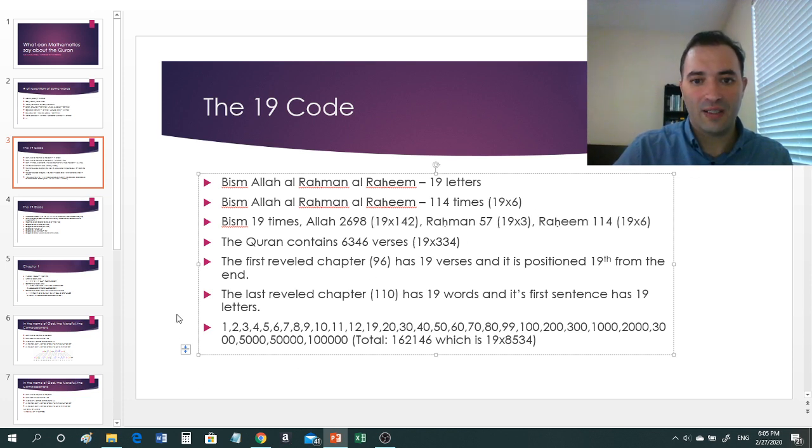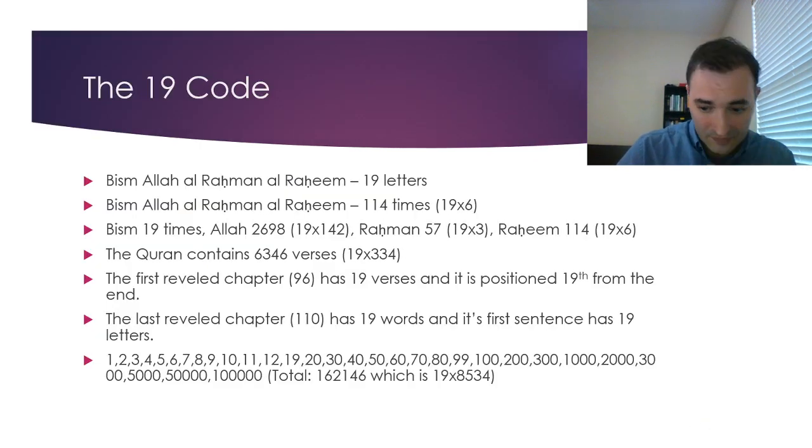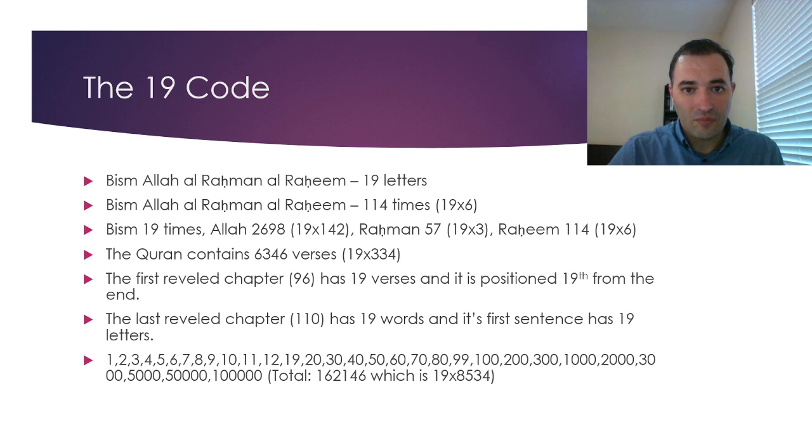19 multiplied by 142. All right. Okay. Now the word Rahman, which is the third component of the word, which is merciful, has been repeated 58 times in the Quran. 19 multiplied by 3. And the fourth component, compassionate, Rahim, has been repeated 114 times.